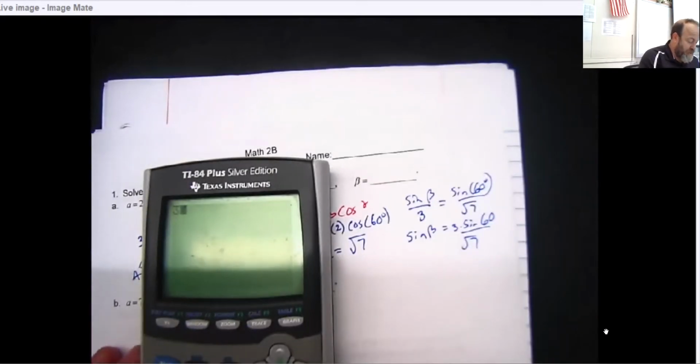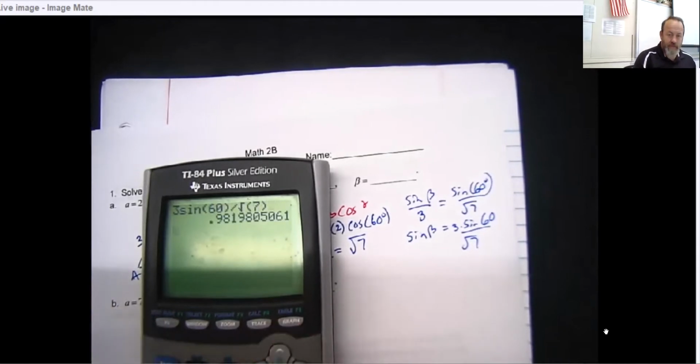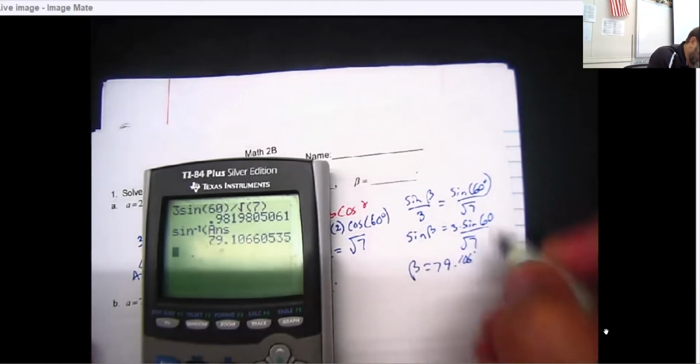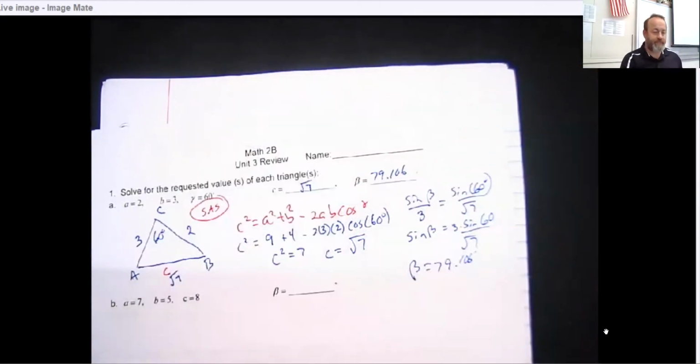So let's see, 3 sine 60 divided by root 7 is going to give me a strange little decimal. It's not a big deal. And then I'm going to take the inverse sine of that value, and I found that the angle beta is 79.106 degrees. And we are done with the first problem.